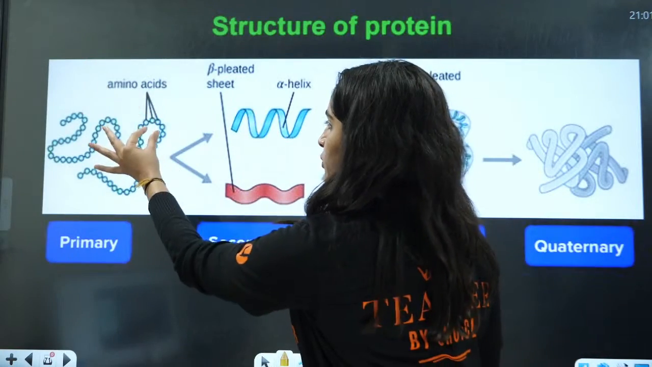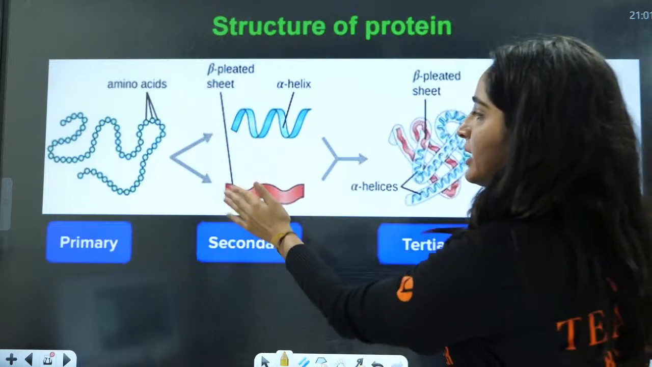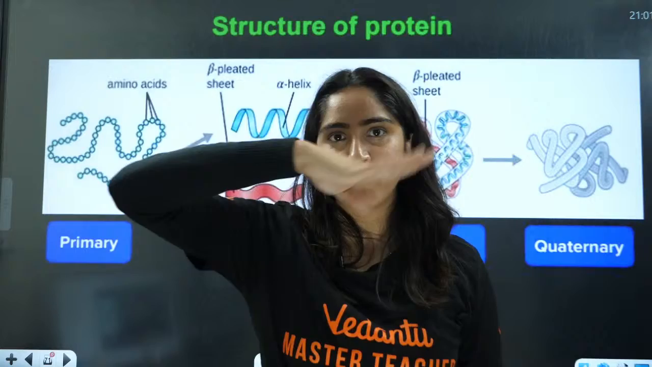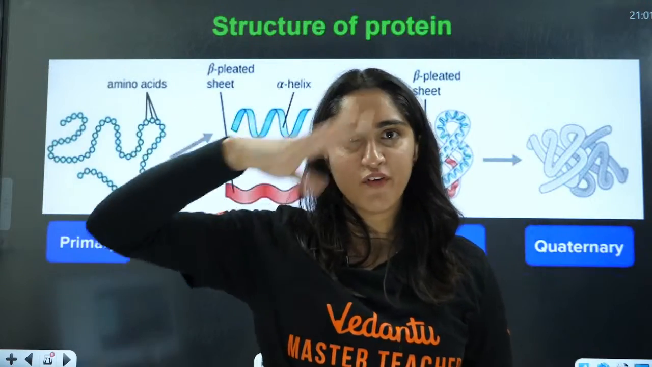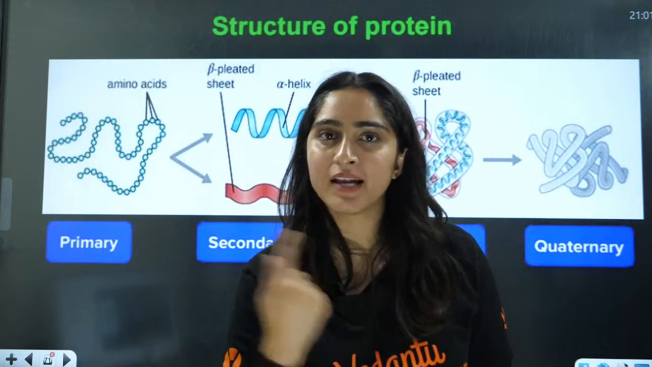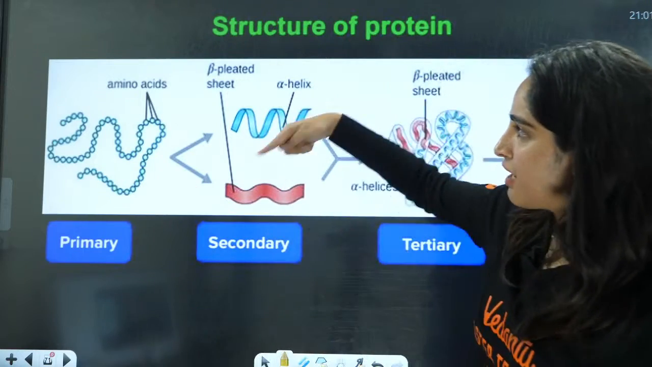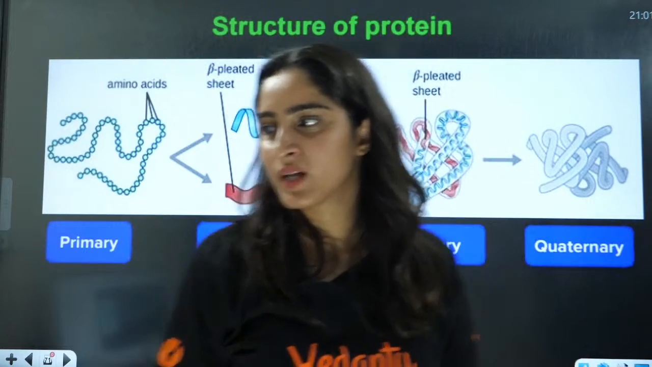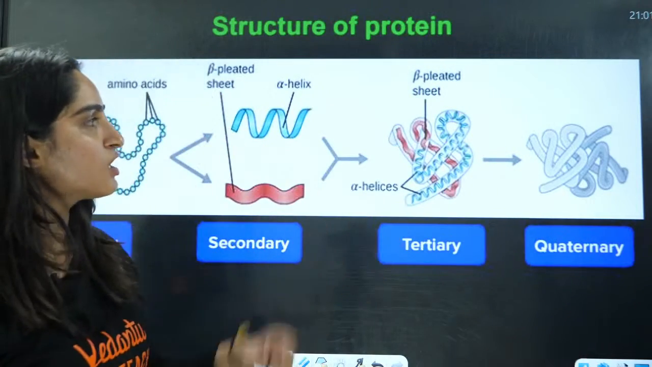Now, these are the 4 structures. This is the primary, amino acids linked to each other. This is the beta pleated structure, like a wave. This is the first one, this will be the second one. And the alpha helix is like this. This is the alpha helix. Right, this is the tertiary.